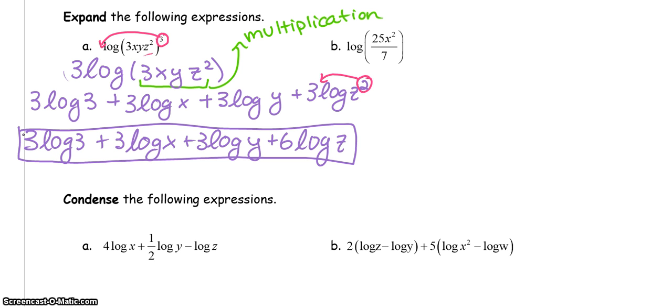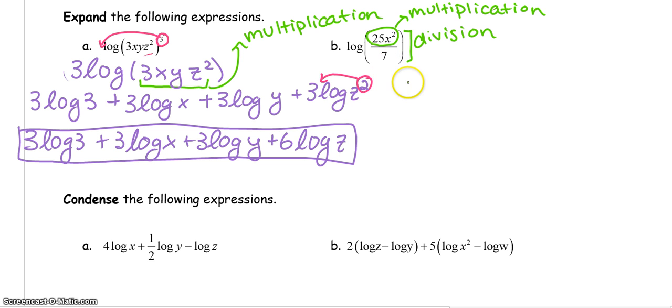Alright, so now we want to take a look at letter B. In B, we have on the top part, up here, we have multiplication. But in the whole thing, we have division. It's a quotient. I want to start with the quotient.